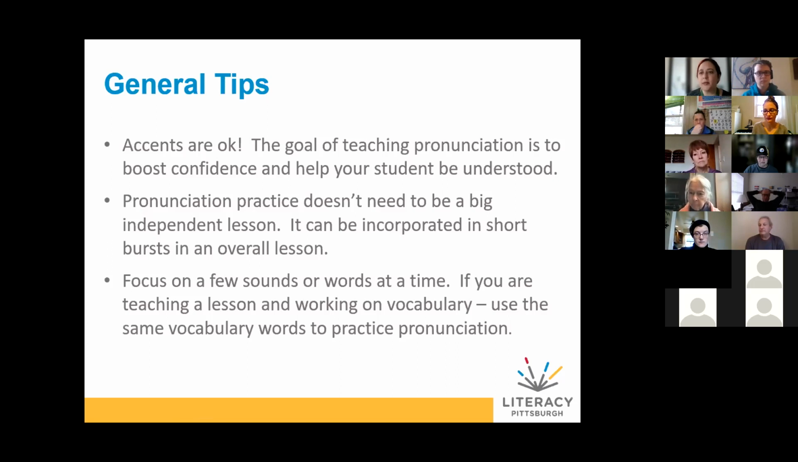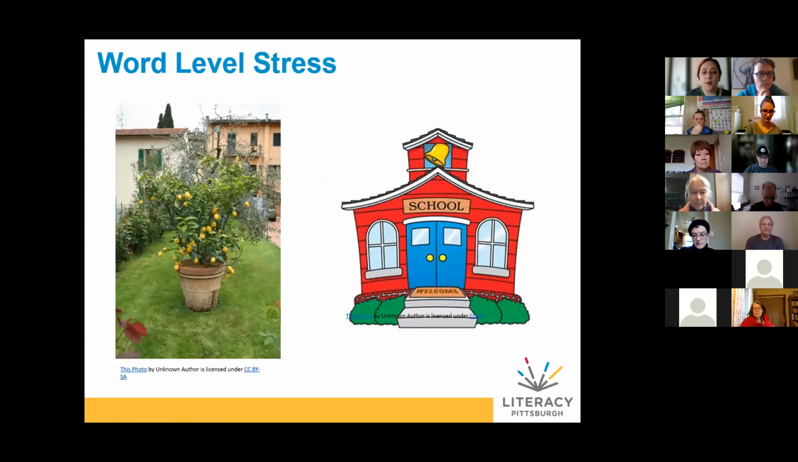You focus on a couple sounds at a time, a couple words at a time. Use the same words you're teaching in another lesson. If you're doing a reading lesson, take words in that reading passage that may be difficult and focus on those words and how to pronounce them. So, I have an example from one of the trainings that I've done.